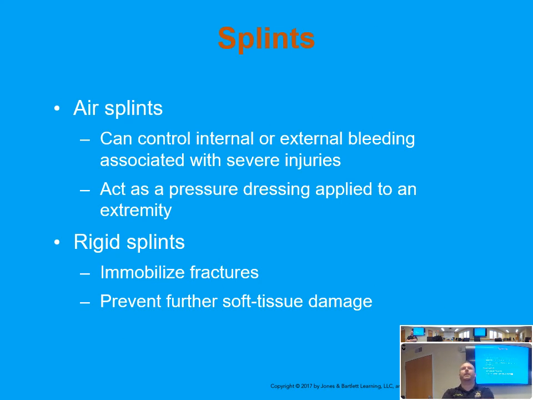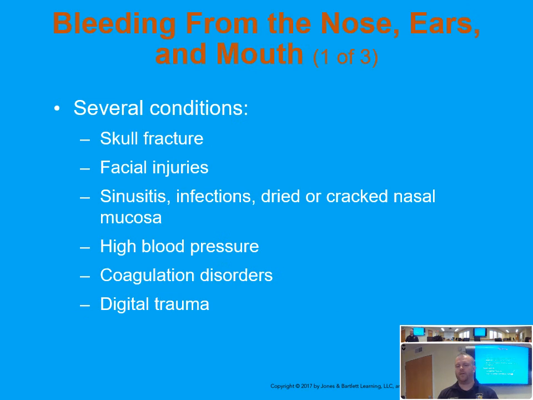Splints. Air splints can control internal or external bleeding associated with severe injuries, acting as a pressure dressing applied to an extremity. Rigid splints like cardboard splints and board splints immobilize fractures and prevent further soft tissue damage.